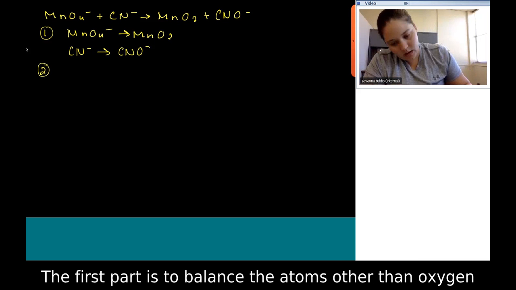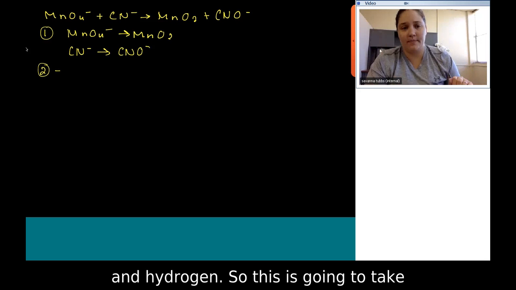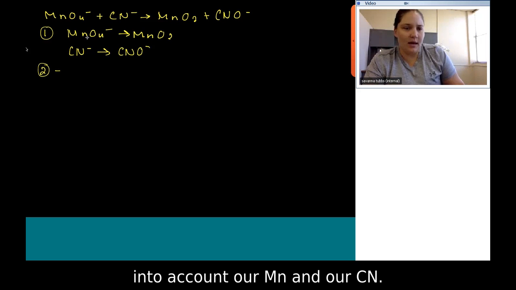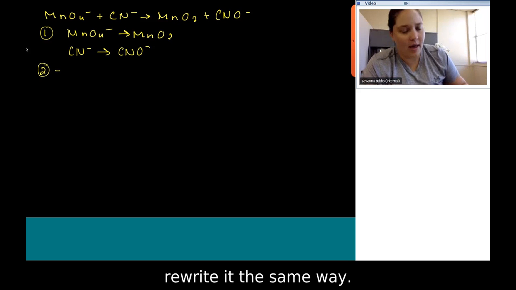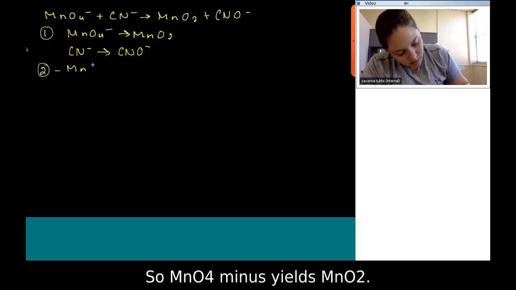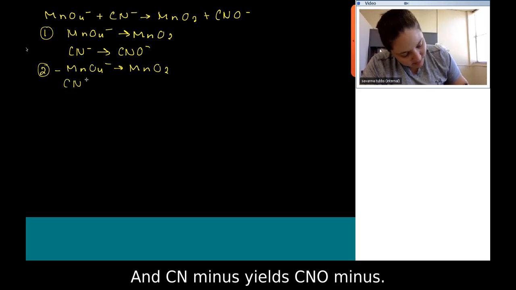The first part is to balance the atoms other than oxygen and hydrogen. So this is going to take into account our Mn and our C and N. So they're already balanced, so we can just rewrite it the same way. So MnO4 minus yields MnO2, and CN minus yields CNO minus.